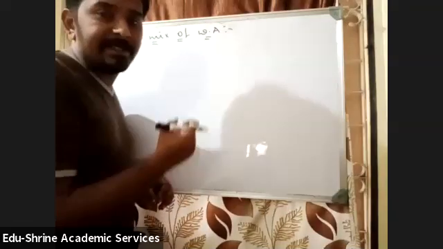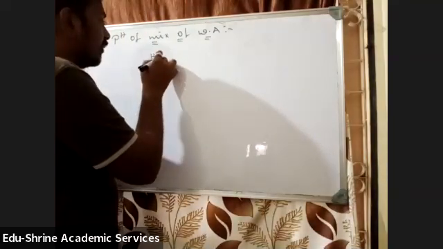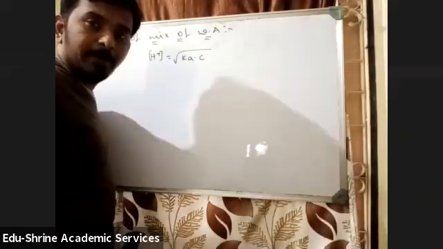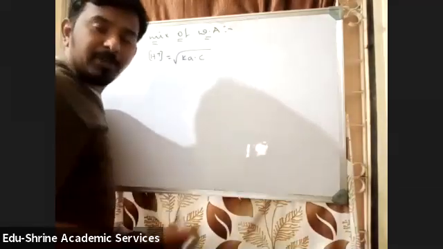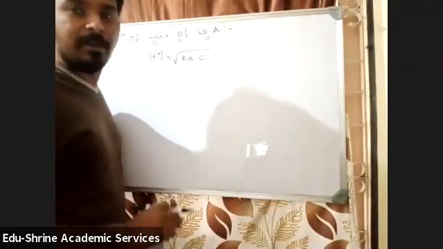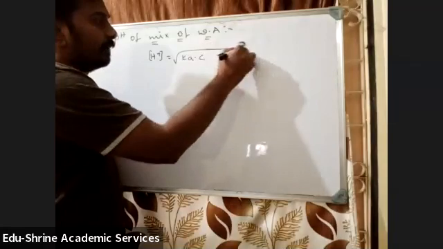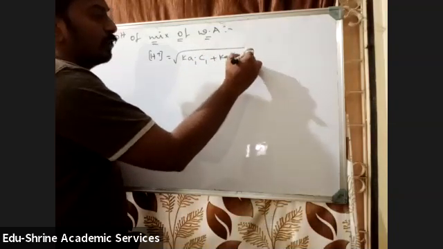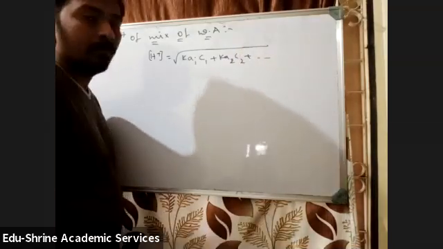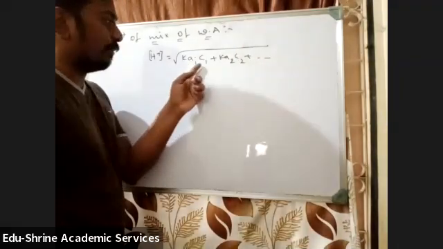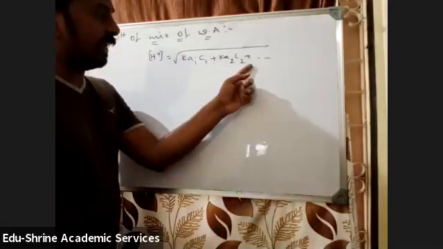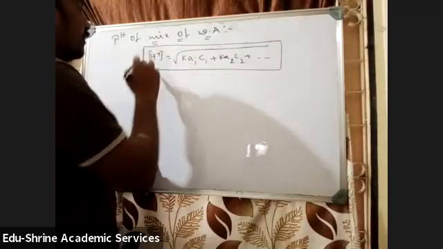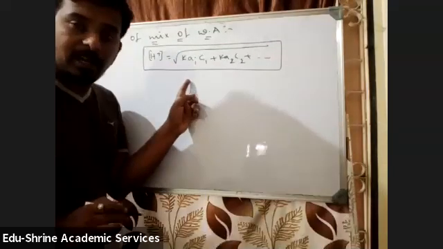Suppose one weak acid is given, students, how do you calculate the concentration of H plus ions? Root Ka into C. This is the formula. For a mixture of weak acids, the actual derivation is not required for us. If you derive it, you will get Ka1C1, Ka2C2 and so on. So H plus ion concentration is equal to root of Ka1C1 plus Ka2C2 and so on. Once you calculate H plus, you can calculate pH.